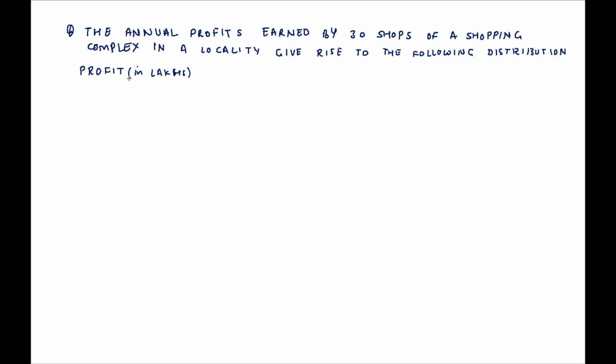Now the next question is, the annual profits earned by 30 shops of a shopping complex in a locality give rise to the following distribution. Profit in lakhs, number of shops. More than or equal to 5, 30 shops. More than equal to 10, 28 shops.